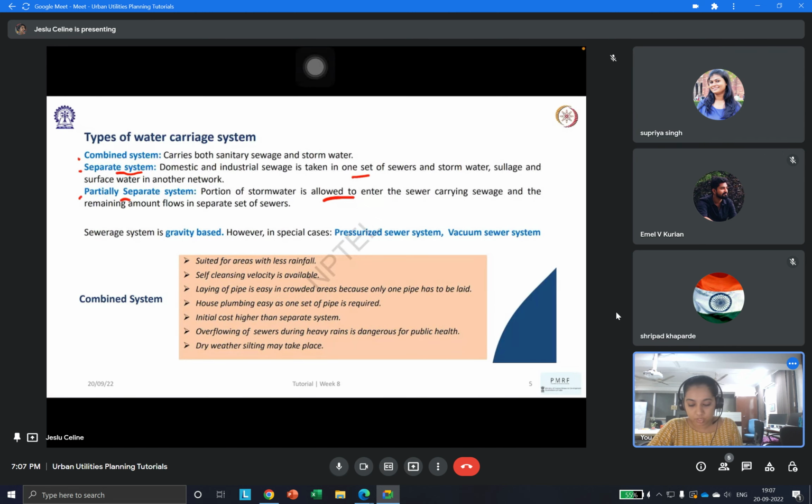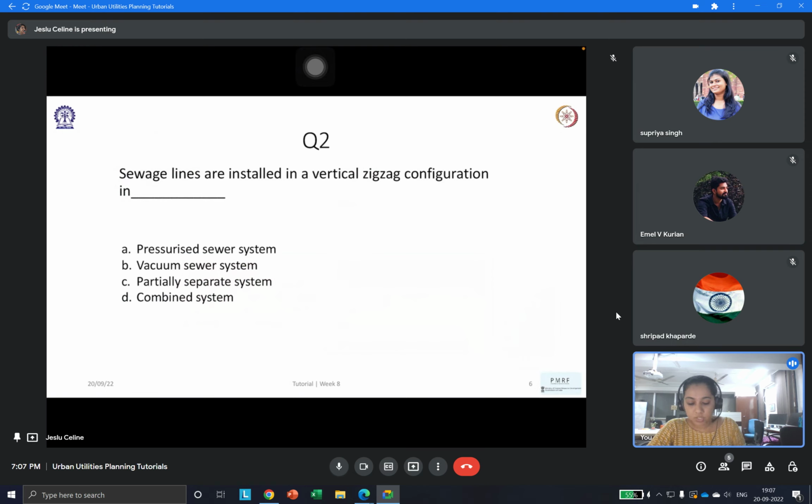Yes. Fine. So next one: sewage lines are installed in a vertical zigzag configuration in which of the following? Pressurized sewer system, vacuum sewer system, partially separate system, and combined system. It's the vacuum sewer system. Supriya says vacuum sewer system. I think Shripad has joined. Hello, Shripad. What do you think about this? Good evening, madam. This is the vacuum system, madam. Okay, great. Supriya, do you want to say why you feel it's the vacuum system?